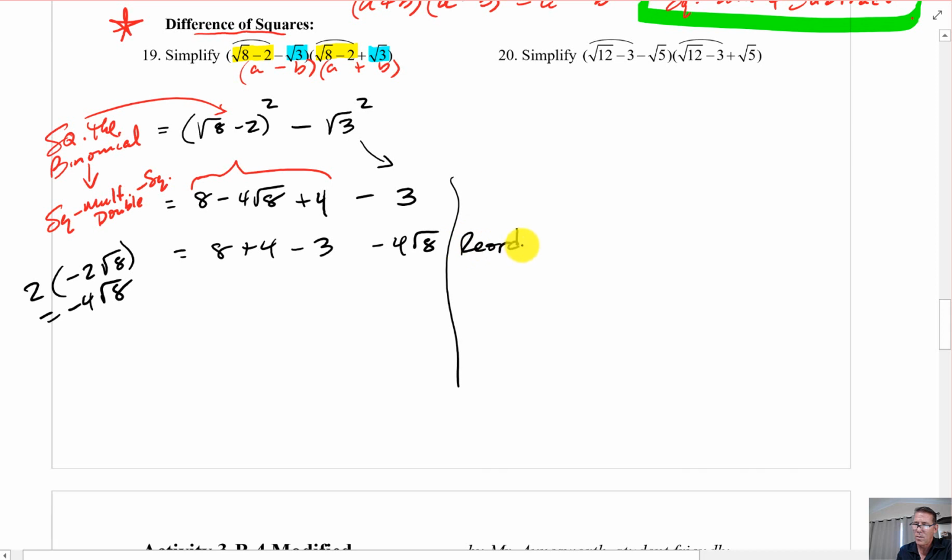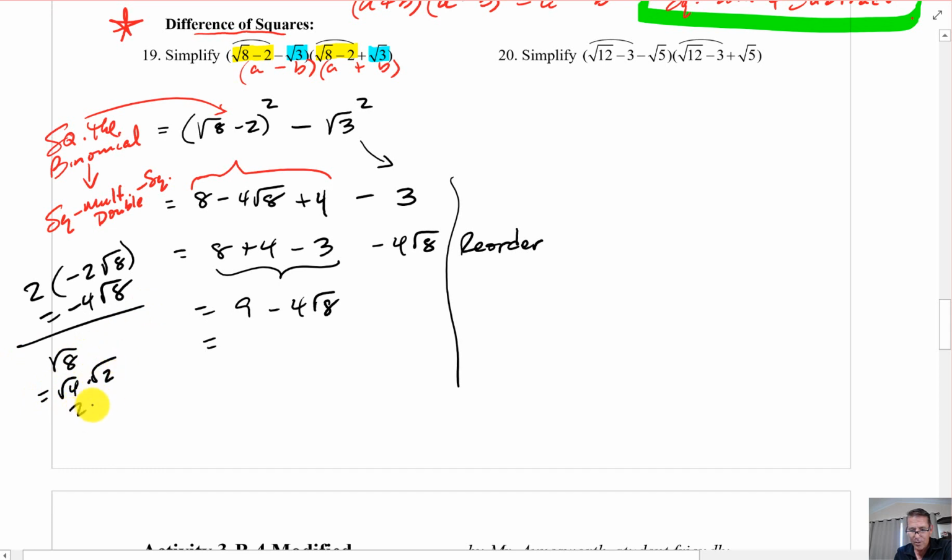So reorder, right? 8 plus 4 minus 3 is written first. I simplify here. 12 minus 3 is 9. So I get 9 minus 4 root 8. And I got to simplify further because root 8 is root 4 times root 2, which is 2 rad 2. So this is 9 minus 4 times 2 rad 2, which is 9 minus 8 rad 2. And I'm done.